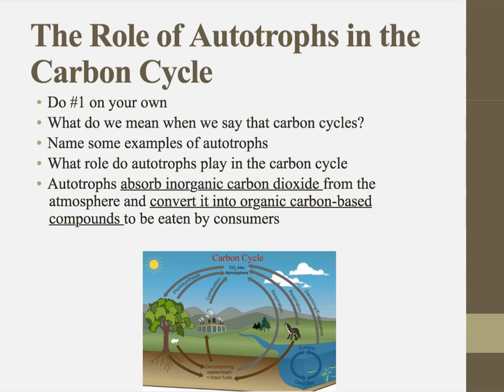And autotrophs are extremely important in the carbon cycle because they absorb inorganic carbon dioxide and convert it into organic carbon-based compounds. And by that, we mean usually sugars. Or we can turn those sugars into starches. But they're basically taking the carbon that's in the atmosphere, inorganic, and converting it into an organic sugar. And once it's in the form of a sugar, then it can be eaten by consumers, and that energy is then ready to pass on through our food chains.